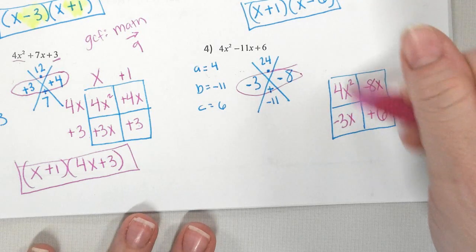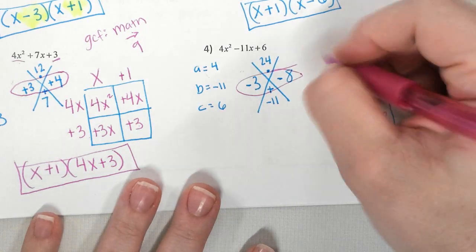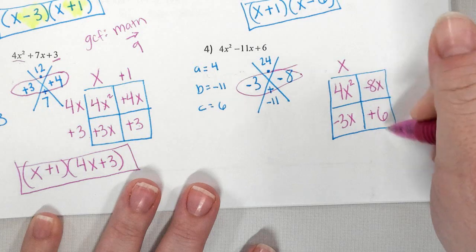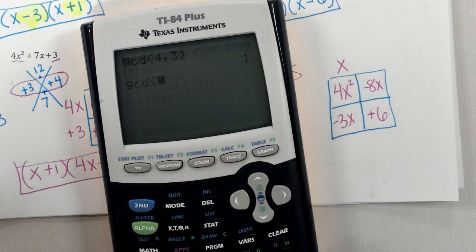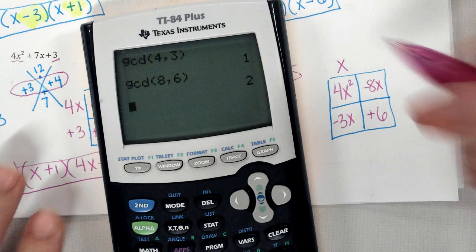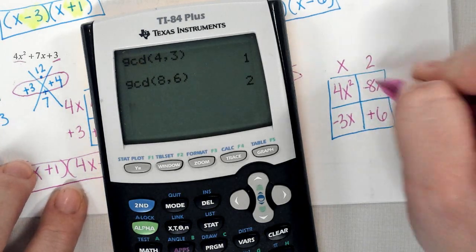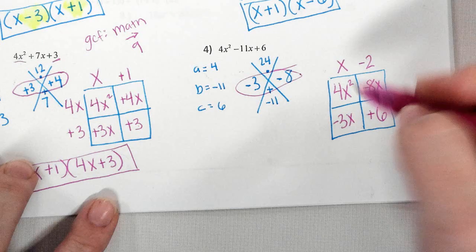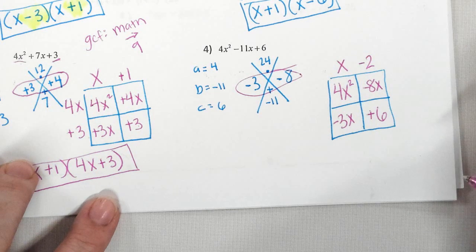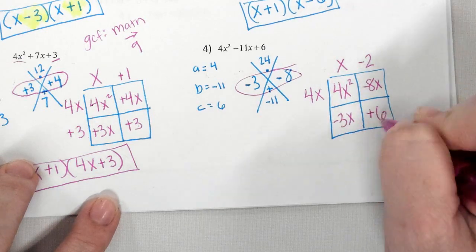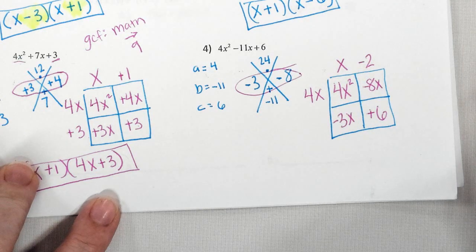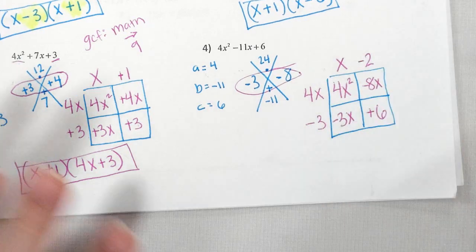Okay, and what's our GCF of this first row? X. And this column? Well, 6 doesn't go into 8. They are both even, so I know 2, and what kind of 2 is it going to be? Negative. Okay, and what's our GCF here? 4x. And here? Negative 3.